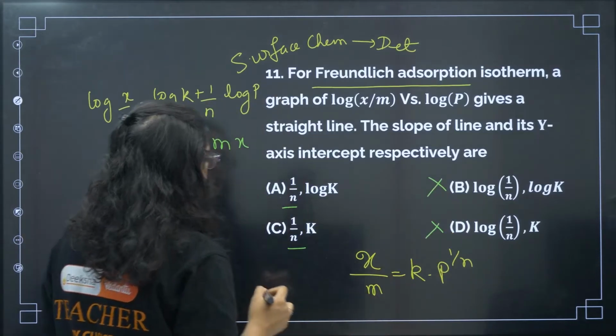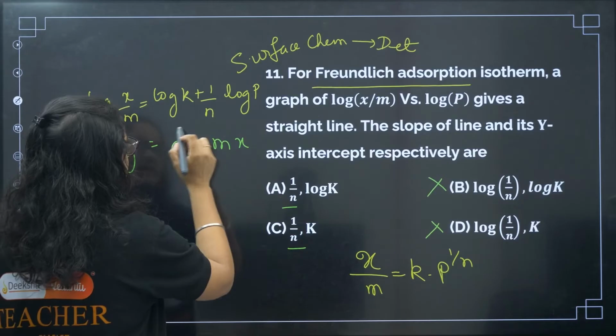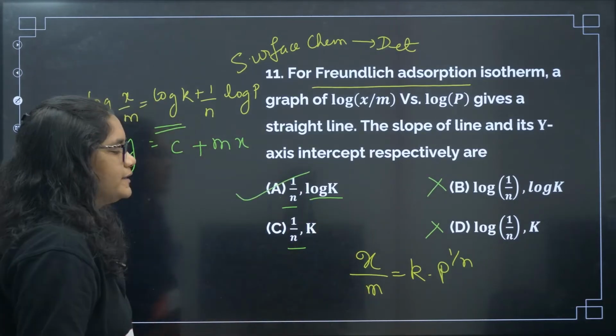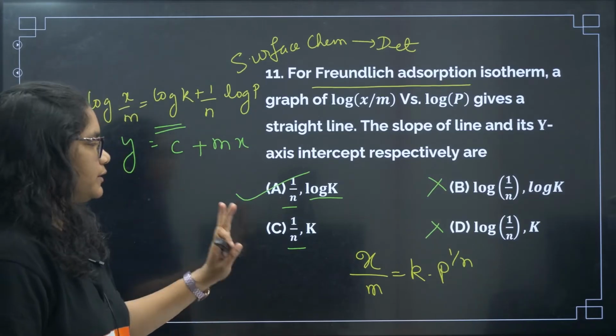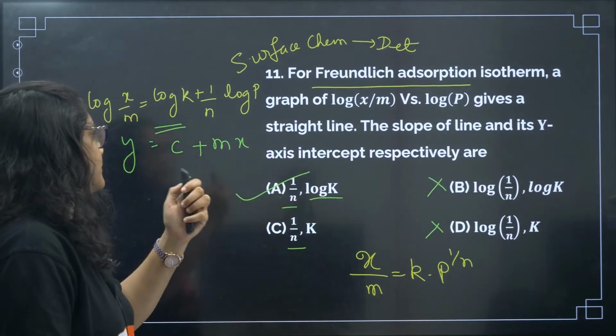These two options are incorrect, and the y-intercept is log k, right? That is c, log k. So the correct answer for this question is option number A. But you need not worry, this chapter is deleted, no need to study this concept.